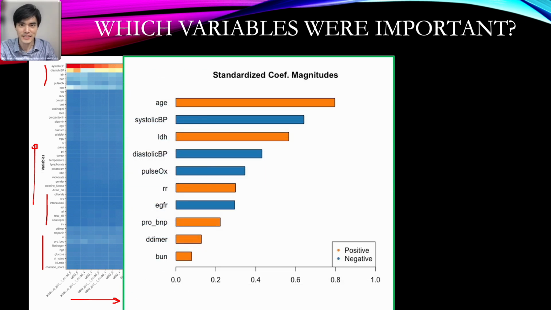Another way to look at it is the standardized coefficient magnitude. Age was the most important, followed by systolic blood pressure. Orange means that higher age was higher risk for death, and blue means lower blood pressure was a higher risk for death.